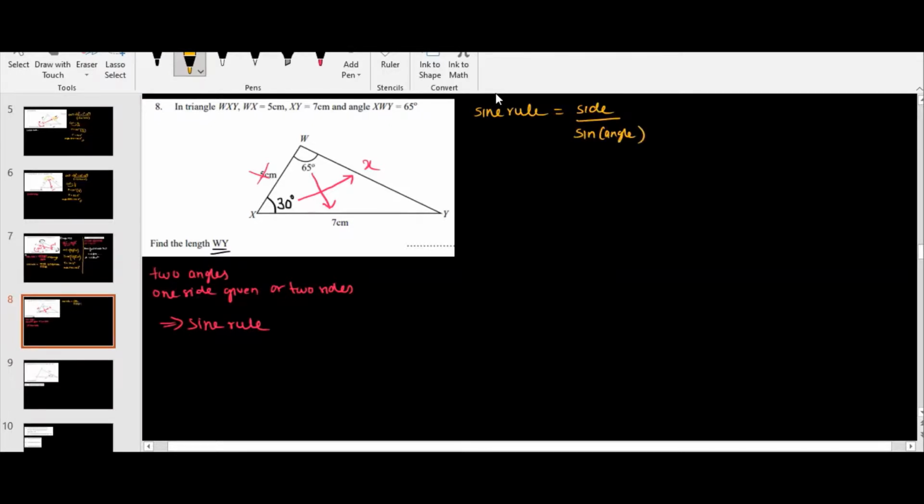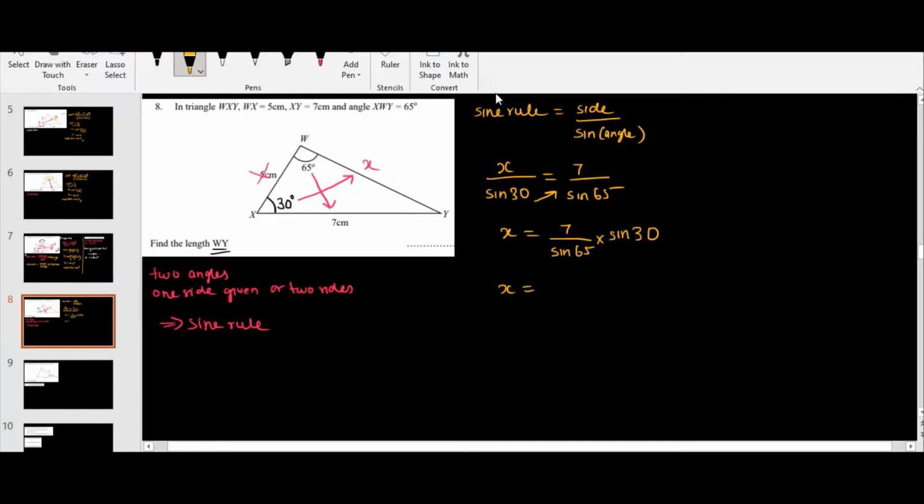So we can write side X divided by sine of 30 degree equals, the other side is 7 divided by sine of 65. Since we have to find X, we have to get rid of sine 30. This will go across this side. X equals 7 divided by sine of 65 multiply sine of 30. Let us calculate this using calculator.